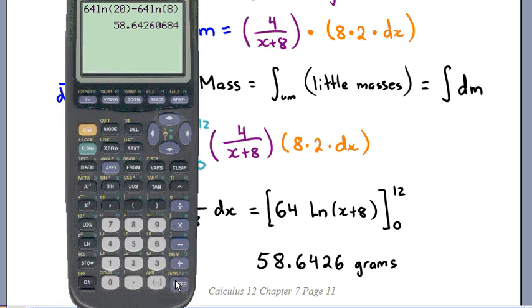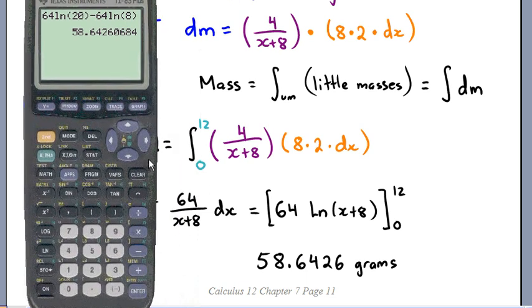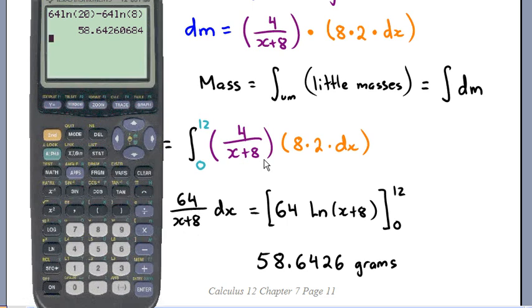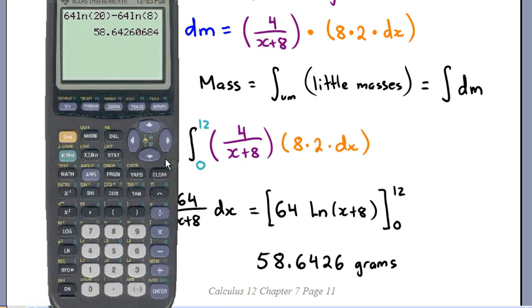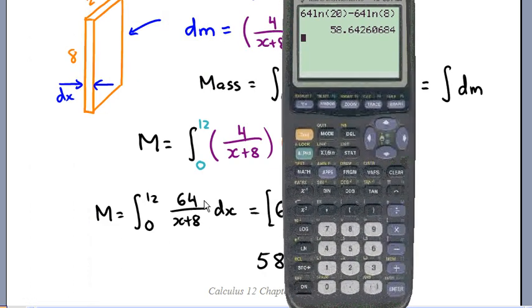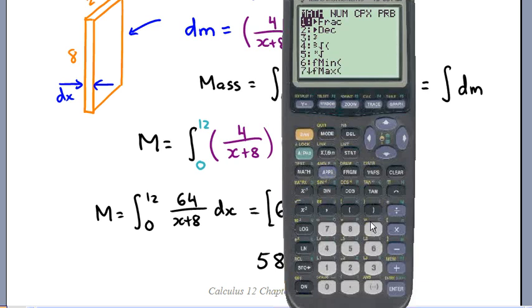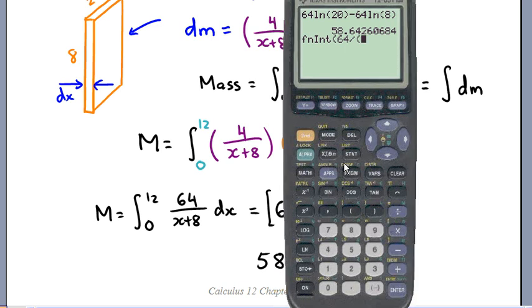And there was the 58.6426. The other option would have been to say, hey, calculator, you've got to go and do this integral. I wouldn't do any antiderivative then. I would have just said, okay, calculator, I need you to integrate for me. It's 64 divided by x plus 8, and I'm using x's from 0 to 12. So I don't do the antiderivative if I'm going to get the calculator to do it for me.